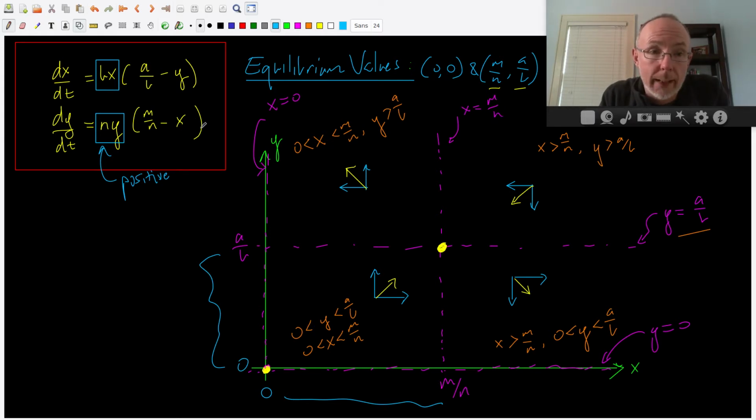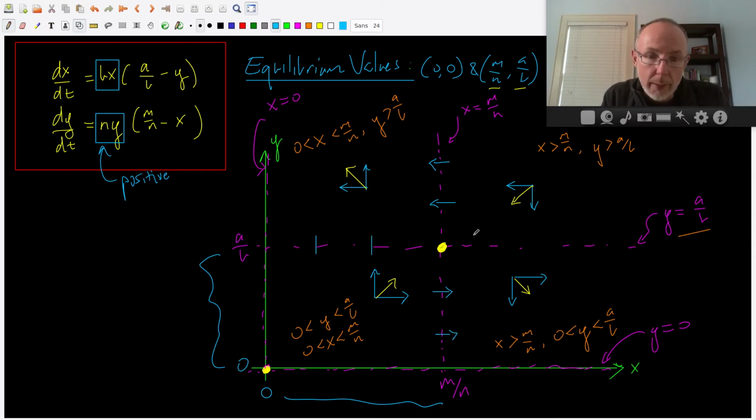When x is exactly equal to m over n, y is not changing because dy/dt is 0. So the only thing that's changing is x. On this line, I'm moving directly left and right. I've got to work out which, but my motion is entirely left or right. When y is bigger than a over b, the rate of change of x is negative, and we head off to the left. When y is less than a over b, the rate of change is positive, and we head to the right. So that gives us an idea of what's happening.